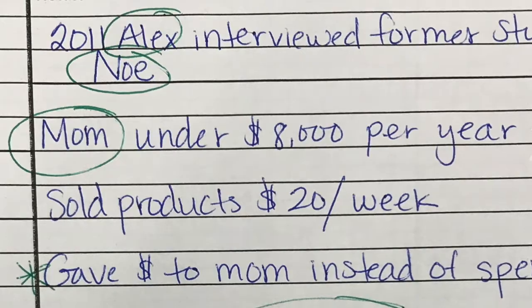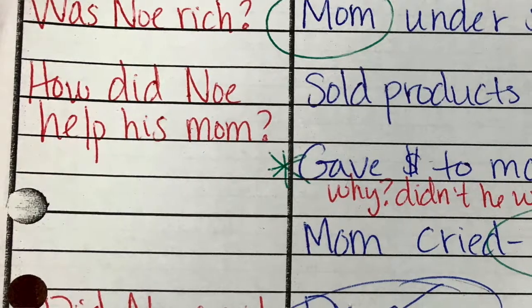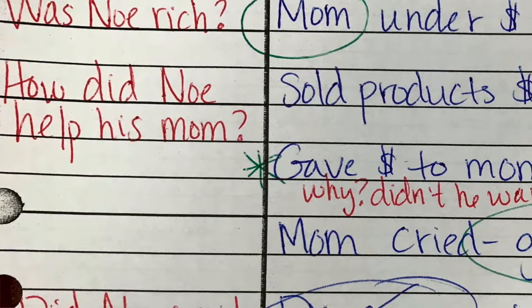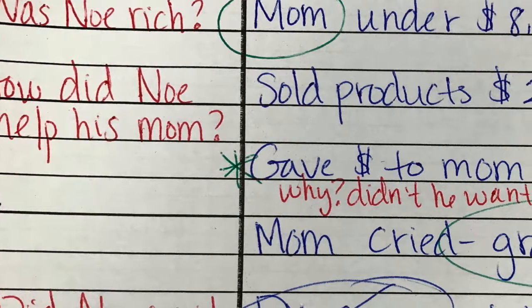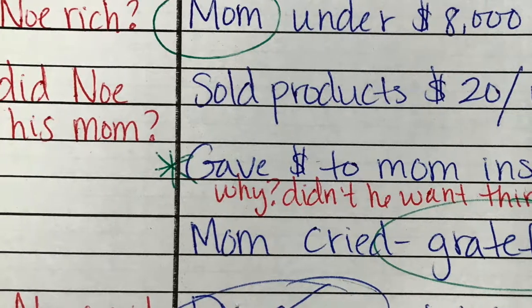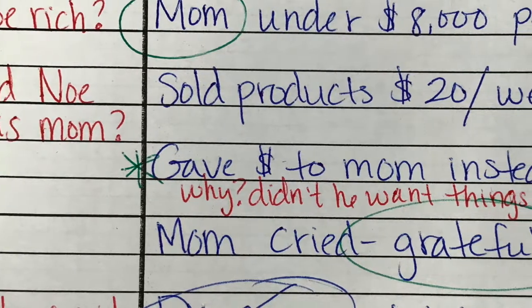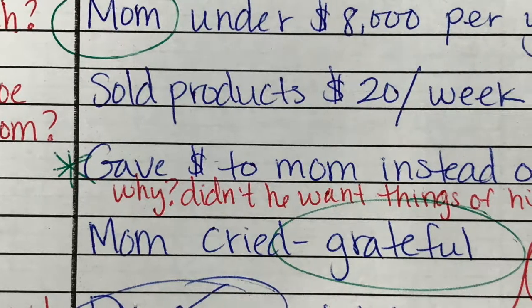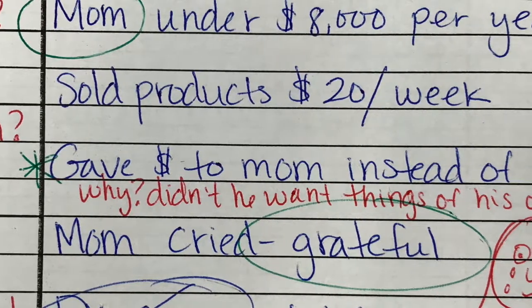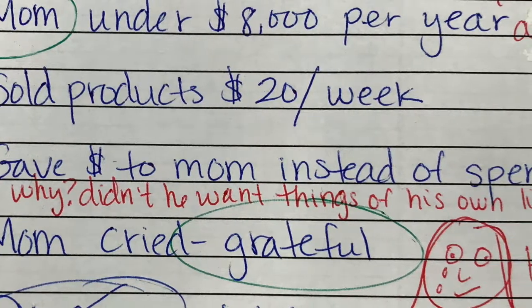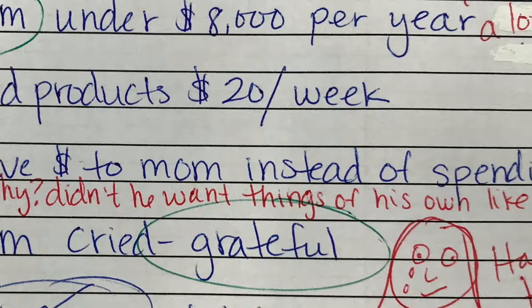There may be times where multiple chunks of notes could relate to one question. Take this example here. How did Noe help his mom? Is a question I created for these 3 chunks of notes. When it talked about him selling products for $20 a week and giving his mom money and how she was grateful, I thought those all related and could be chunked into one question. It's okay to create one question if there are multiple notes that match it.